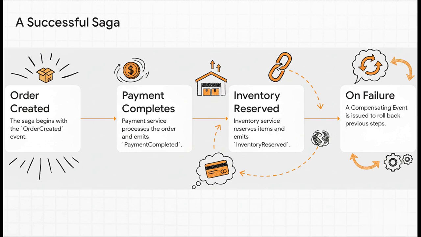But what happens if something goes wrong? Say the inventory step fails. Well, it emits a failure event. And the payment service, which is listening, sees that failure and issues a compensating event like refund payment to undo what it did. It's a beautiful, fault-tolerant workflow with no database locks.